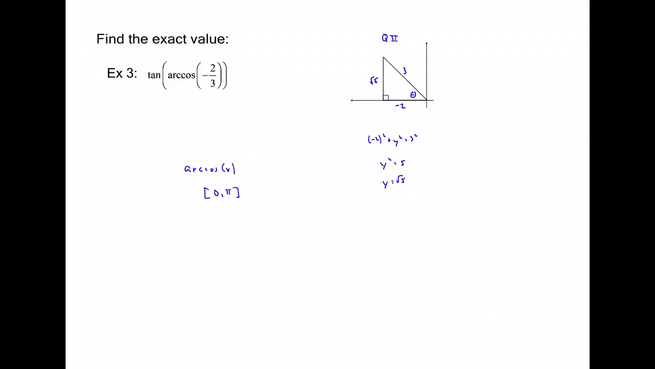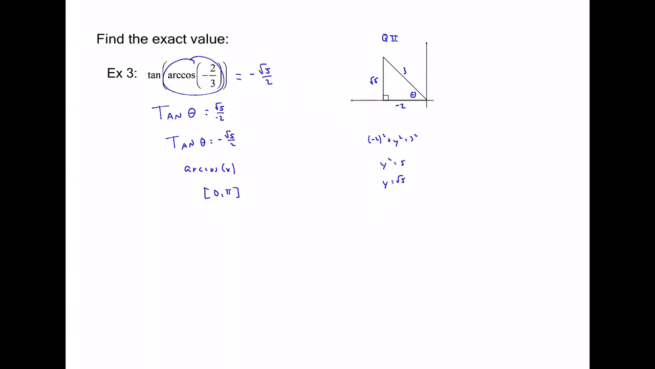So arc cosine of negative 2/3, once again, this whole thing is equal to the angle measure of theta. We don't know what theta is, but that's okay. We can still answer the question, what is tangent of theta? Tangent of theta is opposite over adjacent, so that would be square root of 5 over negative 2, so we'll rewrite that as tangent of theta is equal to negative, and we'll just put it out front, square root of 5 over 2. So this whole thing is negative square root of 5 over 2.